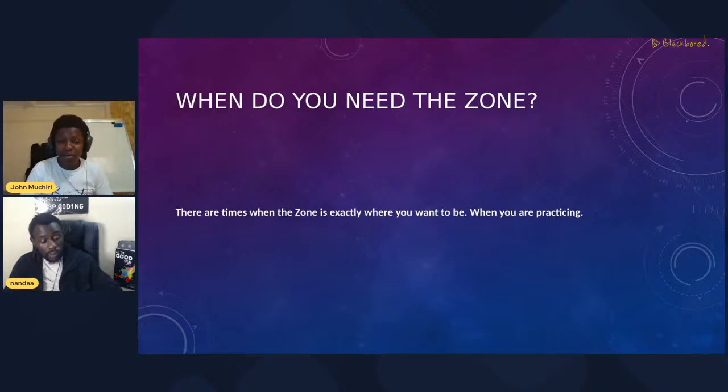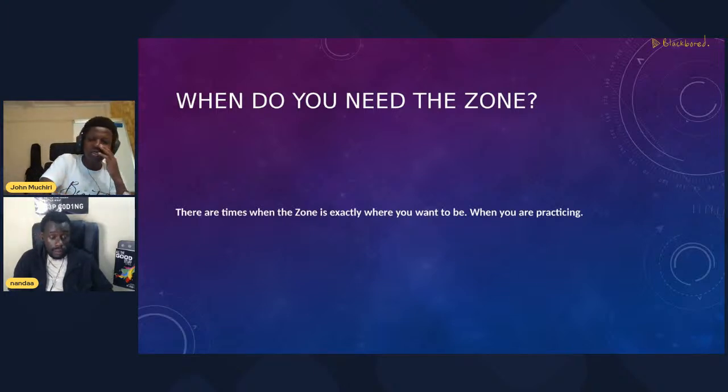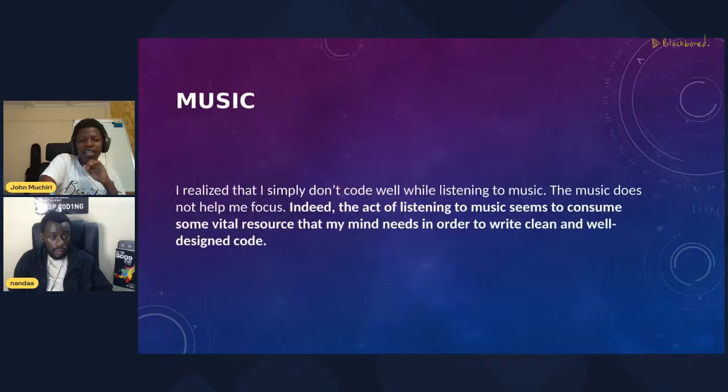When you're interviewing, that can be debatable, because interviewing is more about communicating with other people. It's more like pair programming, so you're not going to enter the zone. But when you're practicing or working on personal projects, you really need this zone.